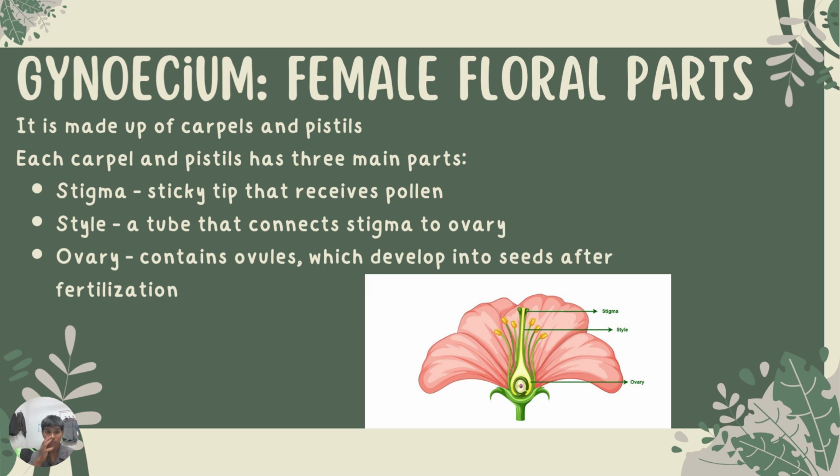Gynoecium, the female flower bud, is made up of carpels and pistil. Each carpel and pistil has three main parts. The first is the stigma, a sticky tip that receives pollen. The second is the style, a tube that connects the stigma to the ovary. And the third one is the ovary, which contains ovules that develop into seeds after fertilization.